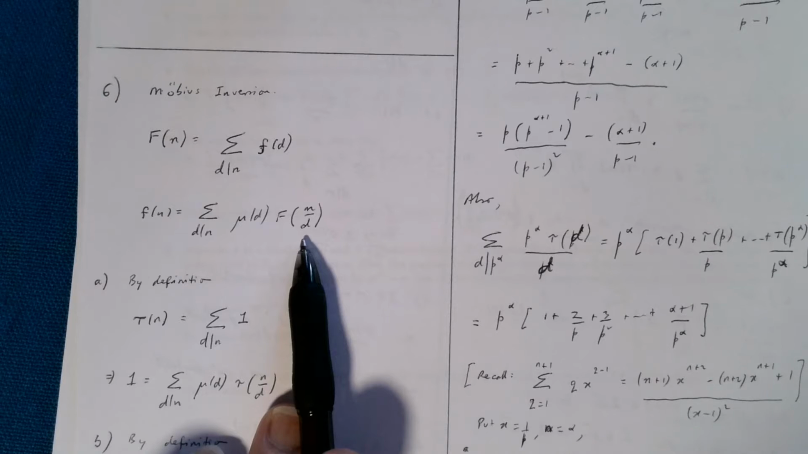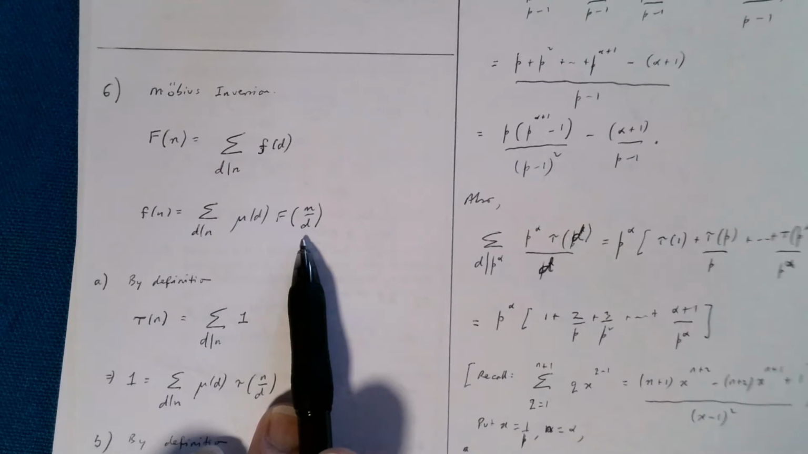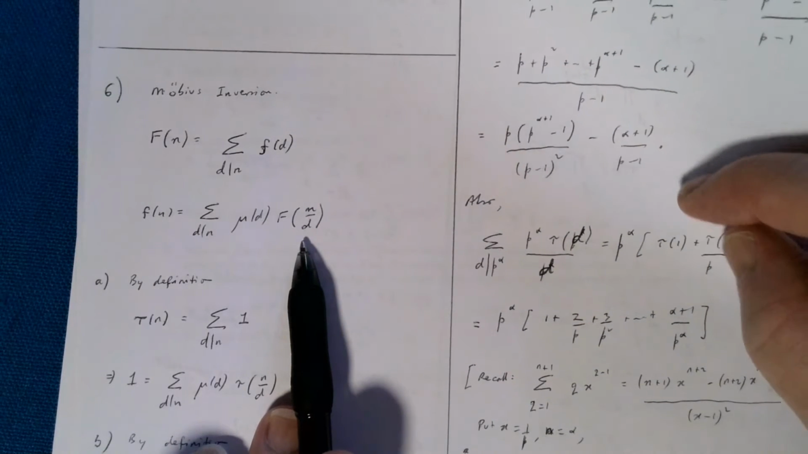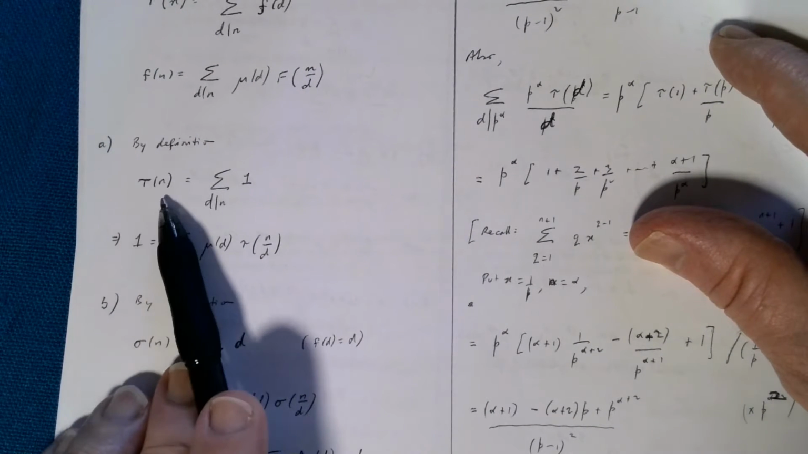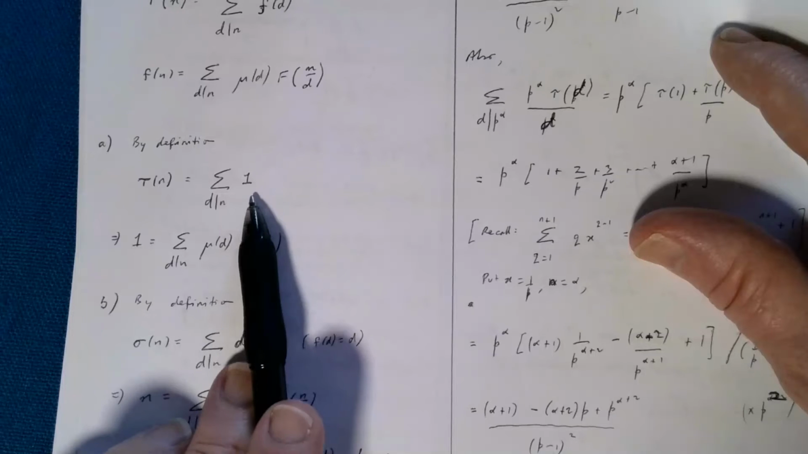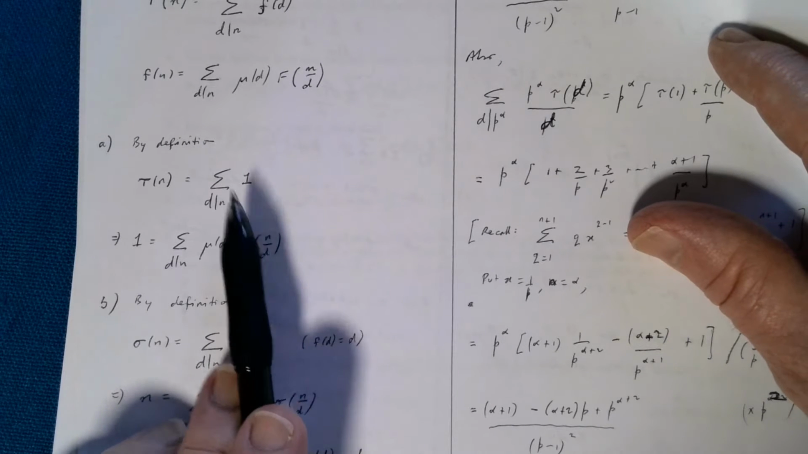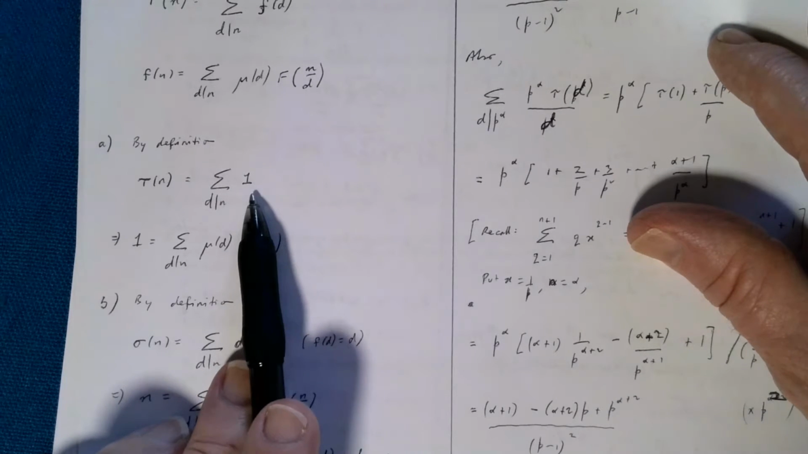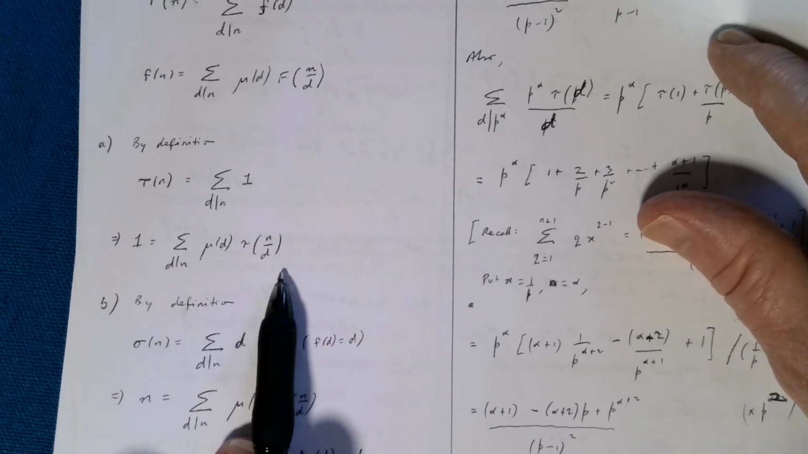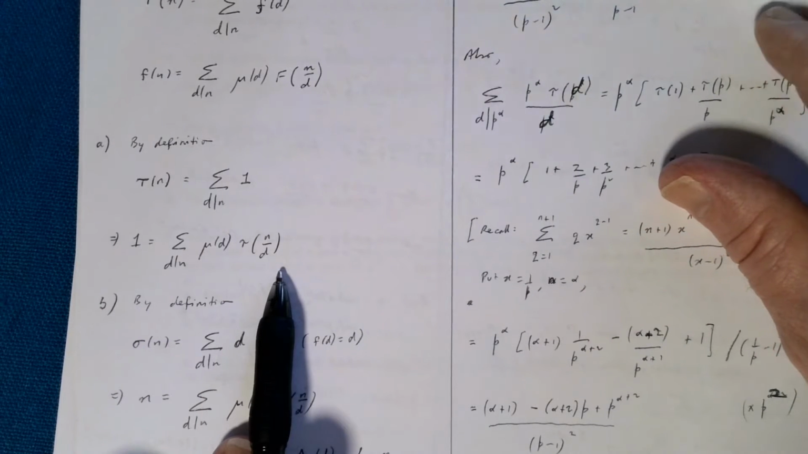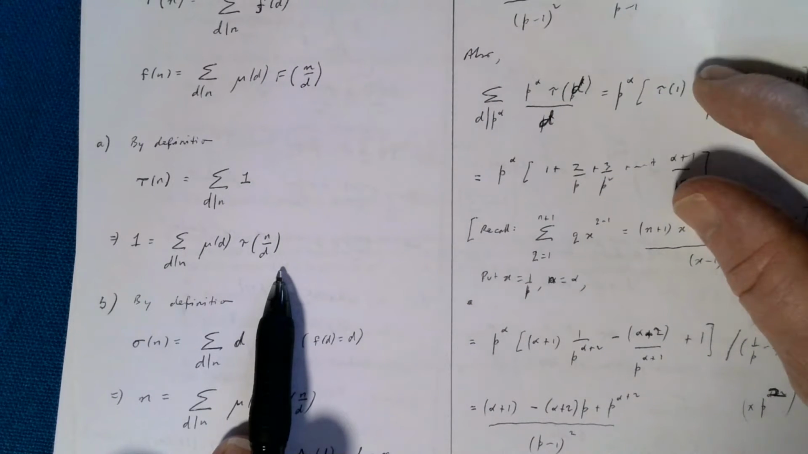So we can apply this. We want to play around with the Tor function, so we just write down what the definition is. By definition Tor of n is just the sum over the divisors of n of 1, and we just make 1 the subject, so we simply apply Mobius inversion, and out comes the formula, and there it is. Very nice, very simple application of Mobius inversion.